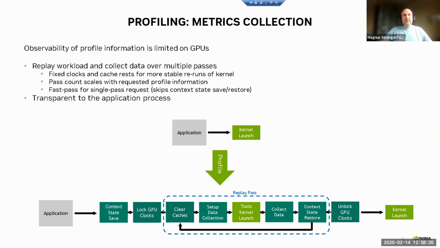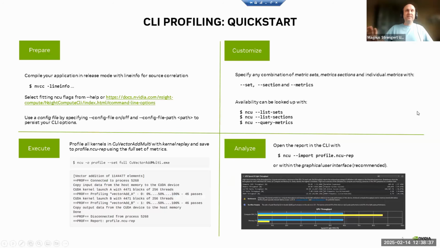And then yeah, so I think I move forward for a second. This is mostly a cheat sheet, and this is for looking up later if you start it yourself. For preparation, we had this line info. That's the only difference that I would recommend if you compile. Then the selection of metrics that you have, you can list the sets or sections and metrics, and I explained in the live demo what the difference between those are.